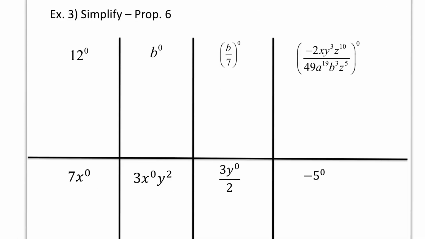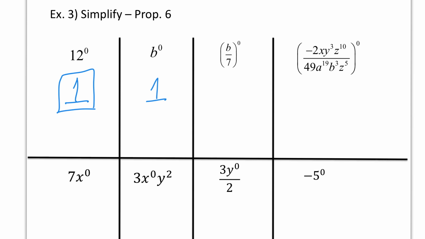So this is the zero property, where you have a number or variable to the 0 power. For the first one, notice I have a 12 to the 0 power. Any number to the 0 power is going to be 1, so that is the answer, 1. The next one is a variable to the 0 power. Same thing, anything other than 0 to the 0 power is going to equal 1. So this is 1 right here.